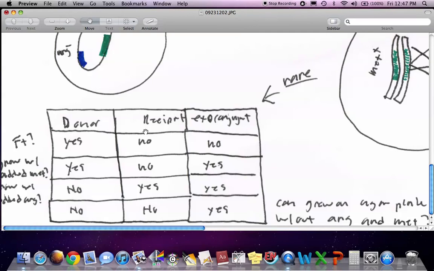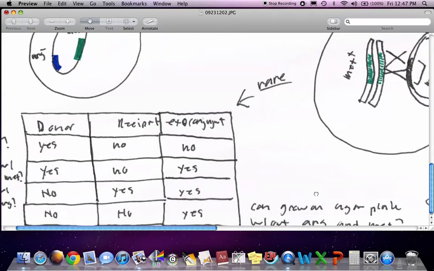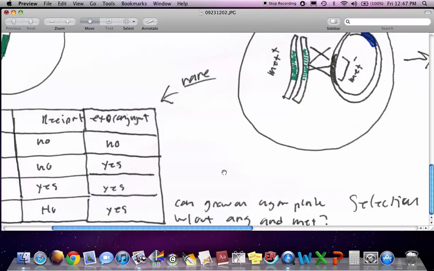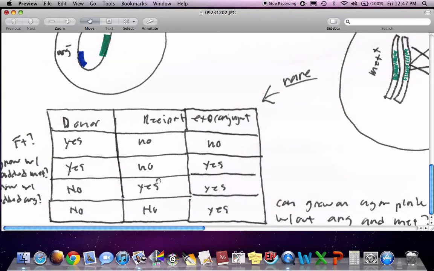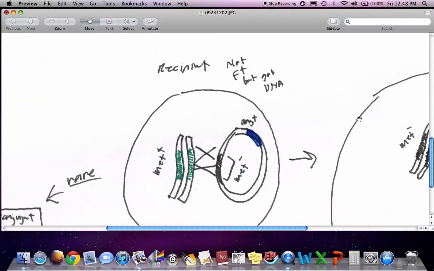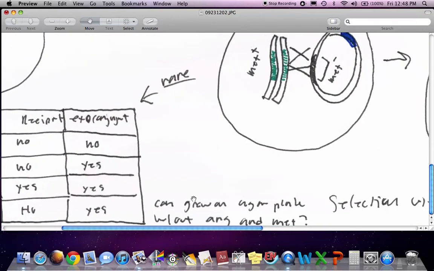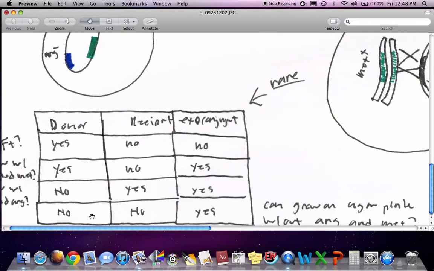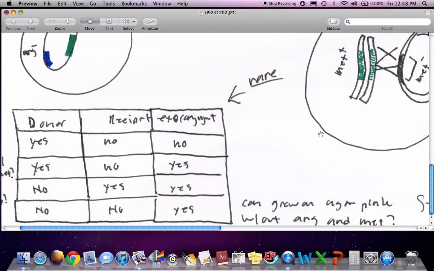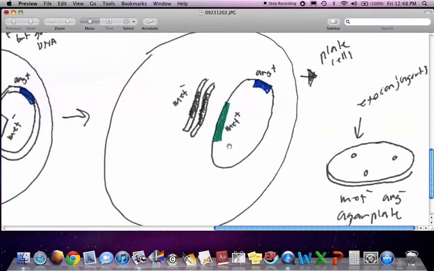You can see in this graph that it goes yes, no, no, yes, no, no, yes. This is an example of selection. Remember, selection versus screening. The exconjugant can grow, yes. It can also grow on all these different media conditions, but you won't be able to distinguish it from either the donor or the recipient. The only way to distinguish the donor, the recipient, and the exconjugant is if you grow on agar plates that have no arginine and no methionine. That's an example of how conjugation happened.